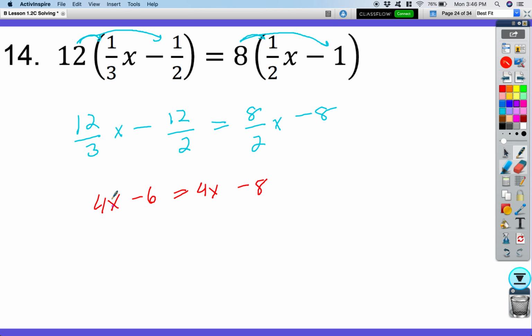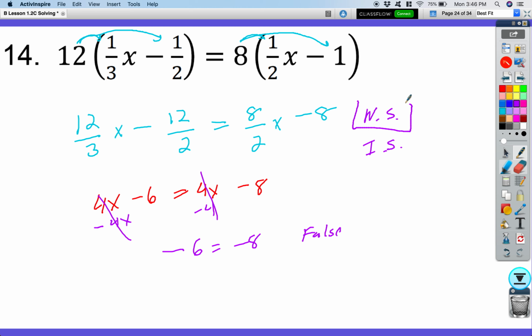From here, guys, now I look at my x's on the left and the right side. They are the same. So I know that my solution will be either no solution or infinitely many solutions. If the constants are the same, it would be infinitely many solutions. If they're different, it would be no solution. So let's go ahead and see. If I subtract 4x on both sides, these get eliminated. I'll be left with negative 6 equals negative 8. This is a false statement, so my answer would be no solution.